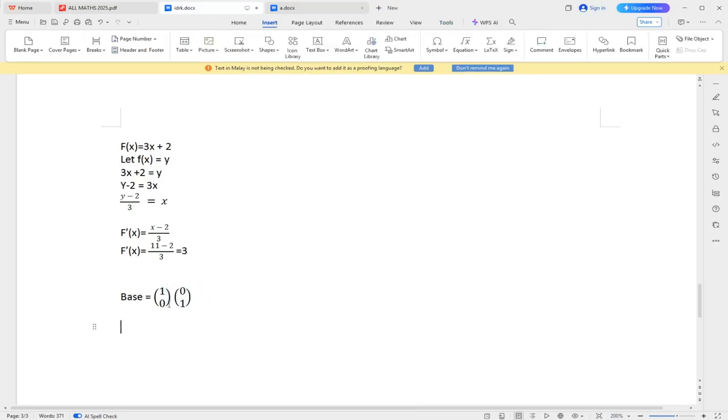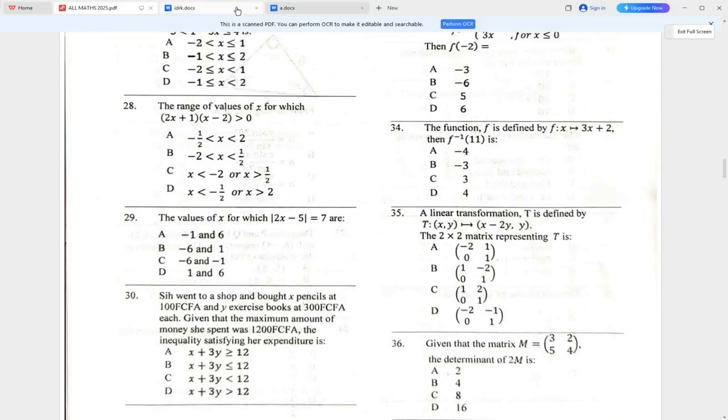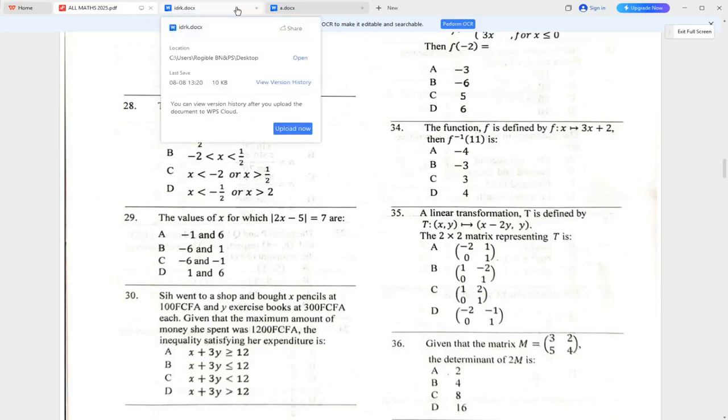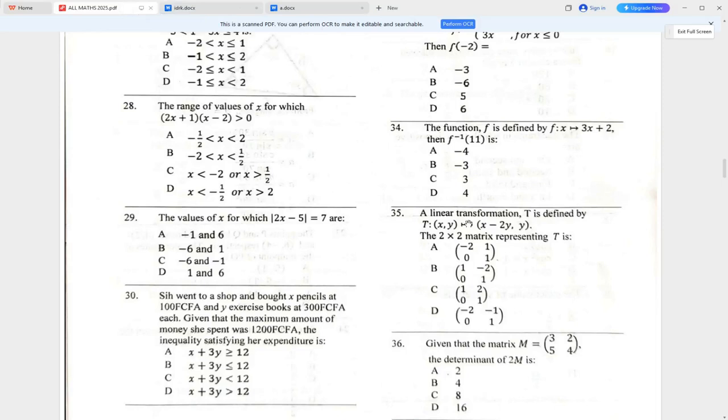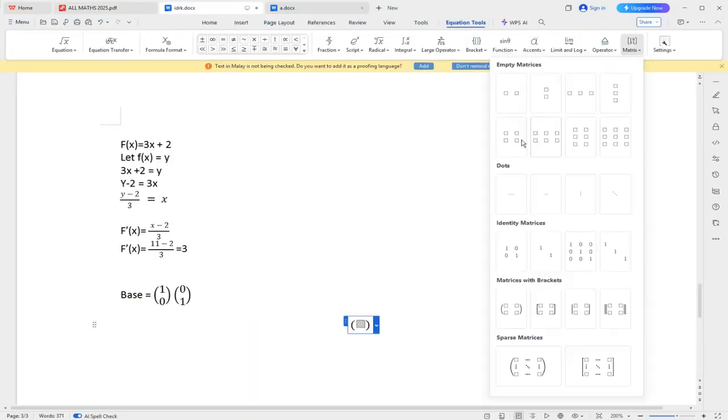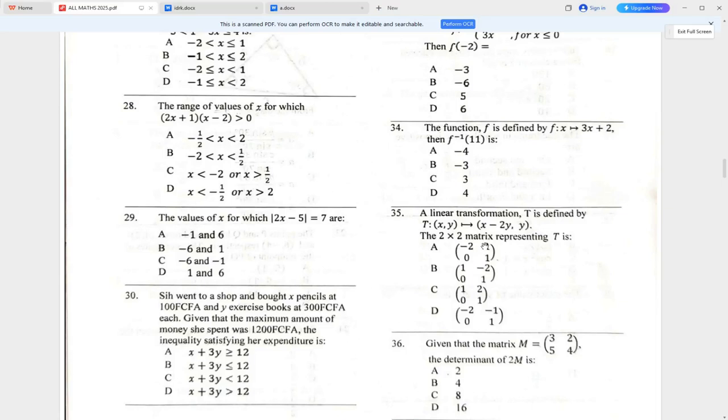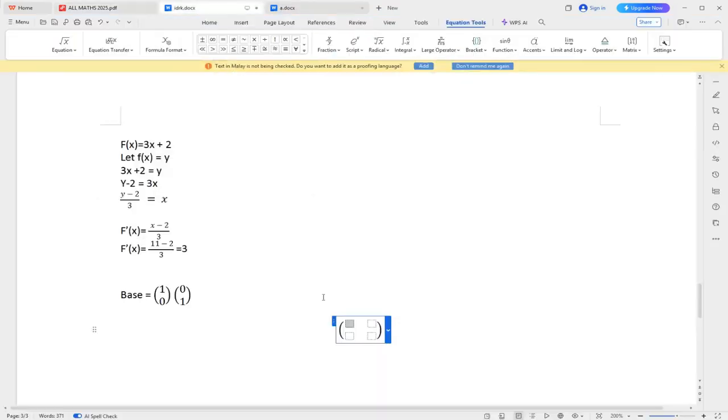Now we're going to use the first base and substitute the value of the first base into this transformation to find the first column of the transformation matrix, then use the second base to find the second column. So for our transformation matrix, you have our x being 1 and our y being 0. So x minus 2y is 1 minus 0, which is equal to 1. And y is 0, so that's 1, and down here we have 0.